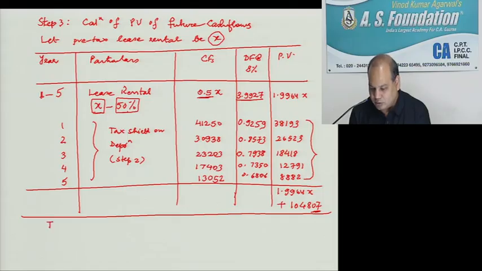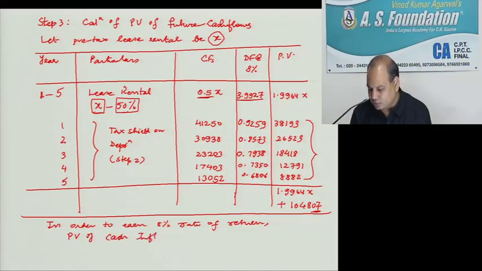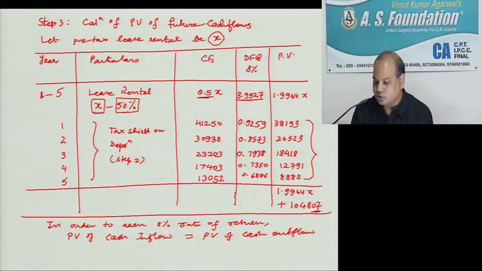Now write down, in order to earn 8% rate of return, PV of cash inflow should be equal to PV of cash outflow. PV of cash inflow should be equal to PV of cash outflow. This you will write in the next 2-3 more questions, okay?